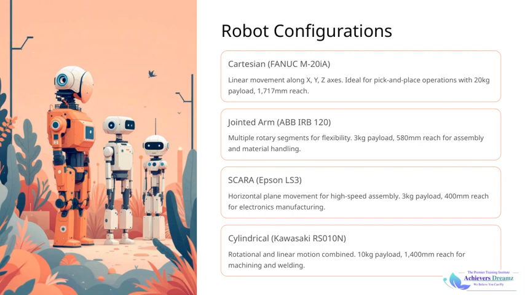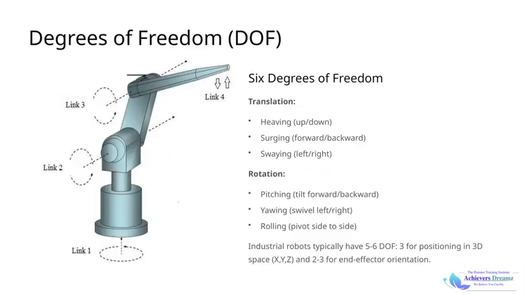Let's take a closer look at degrees of freedom, or DOF, in robotic systems. Typically, when we talk about 6 degrees of freedom, we're referring to the ways a robot can move in space. These are divided into translation and rotation. For translation, think of the robot moving in space along 3 axes: heaving, which is up and down, surging, which is forward and backward, and swaying, moving side to side.